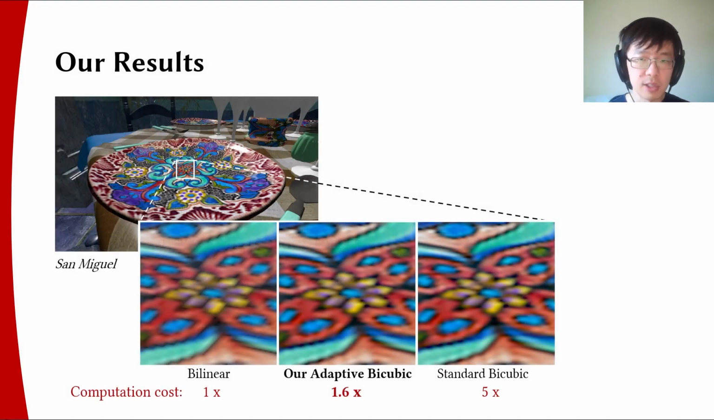Our method allows achieving high-order interpolation quality with a cost similar to linear interpolation in many cases. Like in this texture filtering example, we only use 1.6 times more computation than bilinear, much better than the state-of-the-art implementation on current GPUs.